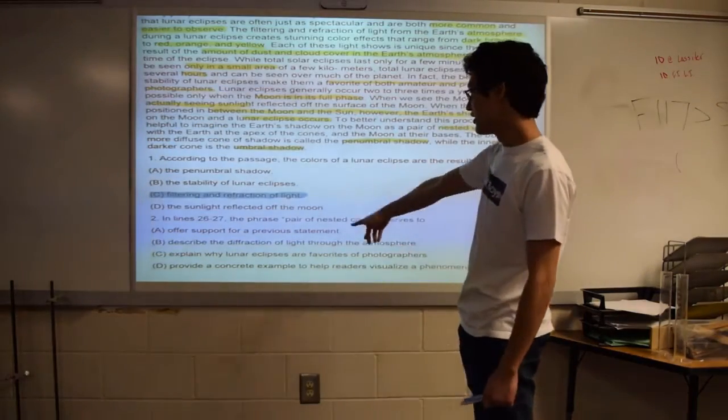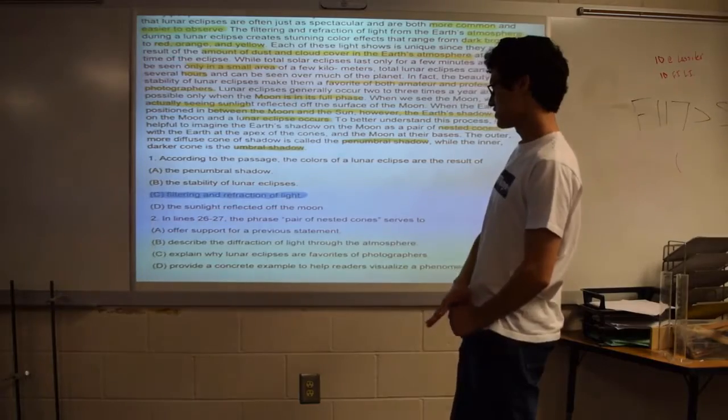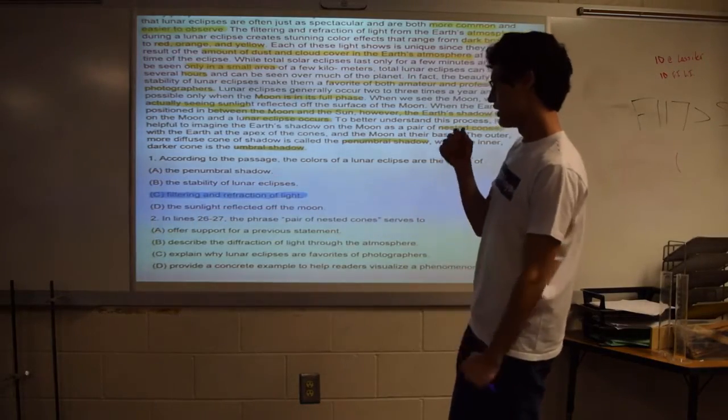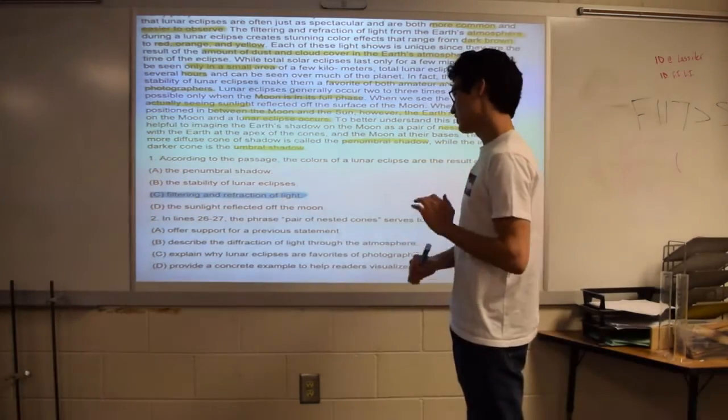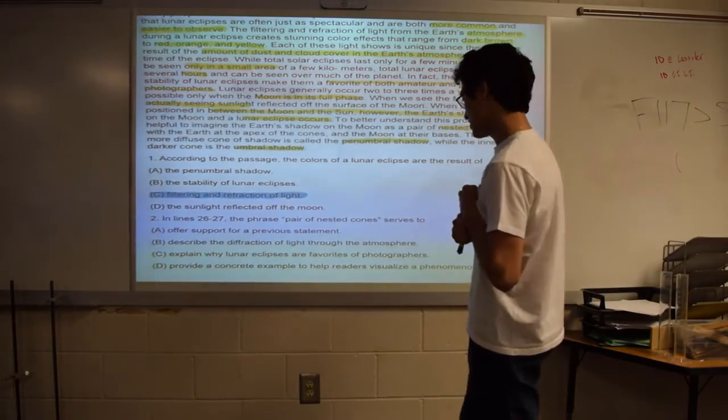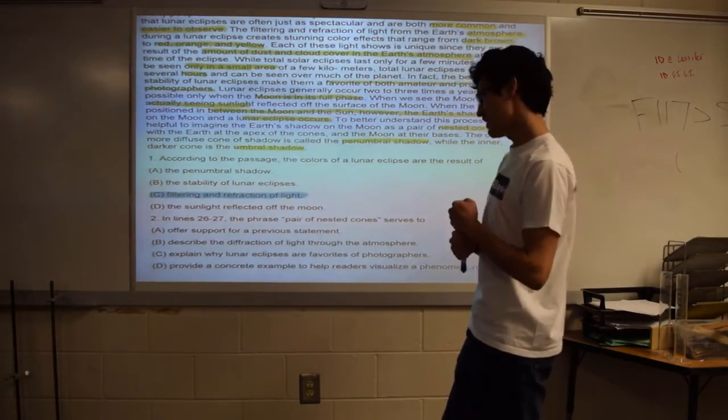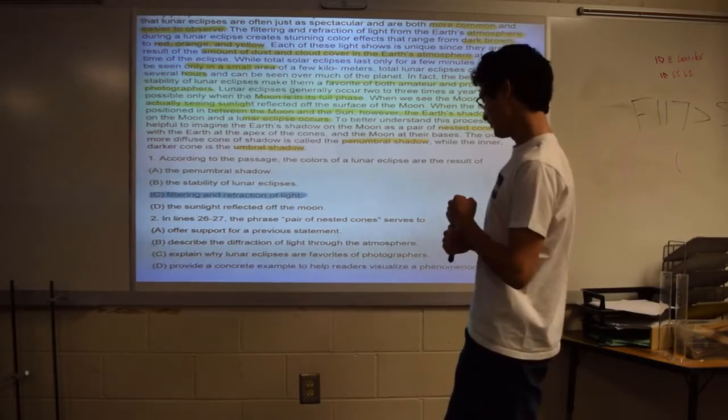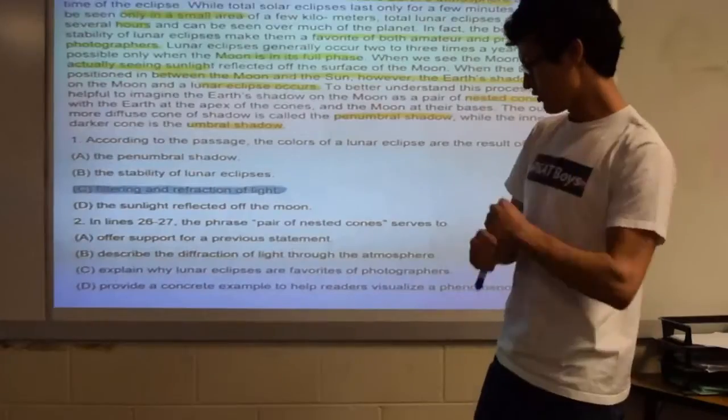So, question number 2 says, in lines 26 to 27, the phrase pair of nested cones serves to A. Offer support for the previous statement, B. Describe why the diffraction of light through the atmosphere, C. Explain why lunar eclipses are a favorite of photographers, or D. Provide concrete examples to help readers visualize a phenomenon.